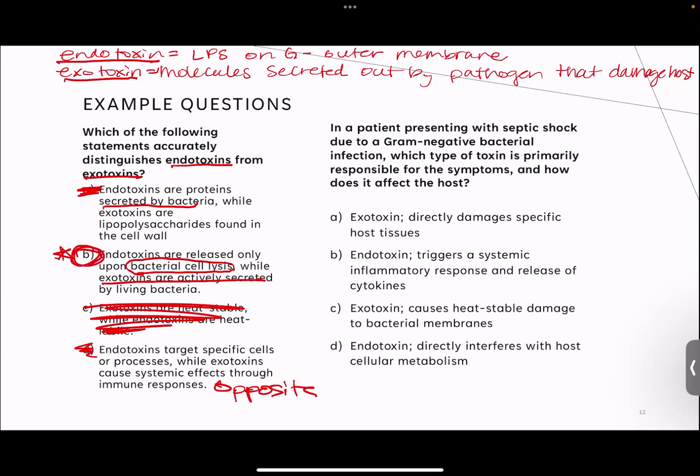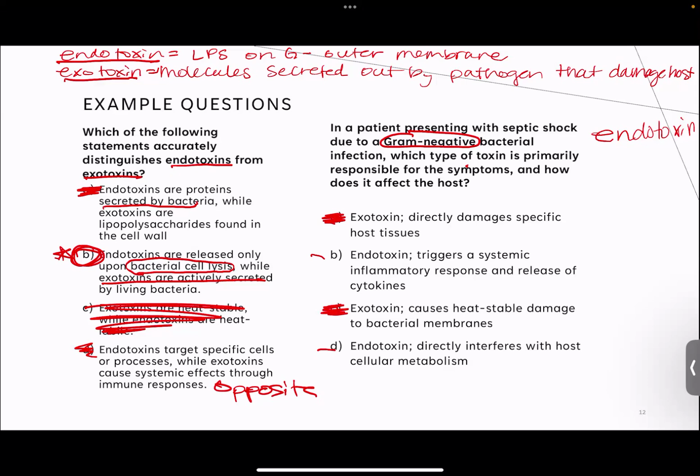In a patient presenting with septic shock due to gram-negative, so what is this going to mean already? You see gram-negative, think endotoxin. It's part of the gram-negative outer membrane. All right, so they have a septic shock from a gram-negative bacterial blood infection. Which type of toxin is primarily responsible for the symptoms and how does it affect the host? Is it exotoxin that's directly damaging specific host tissues? Probably not. It's probably endotoxin, but now we got to choose between the two endotoxin choices.